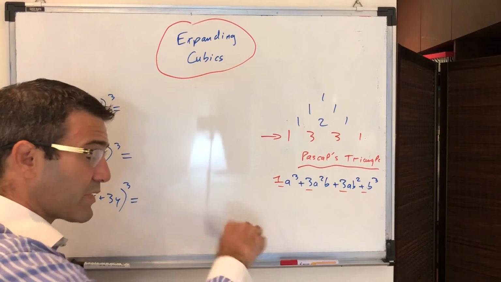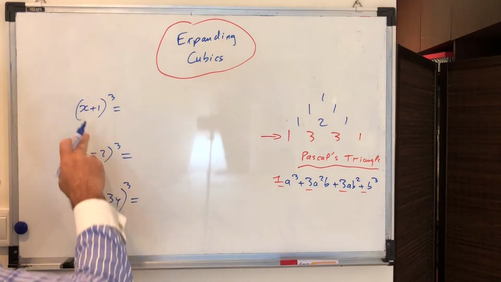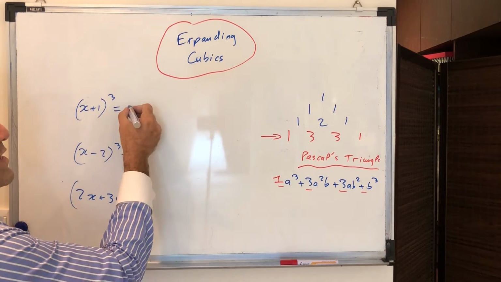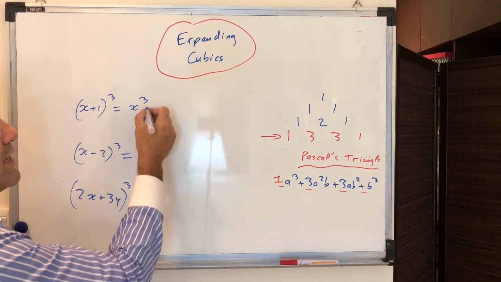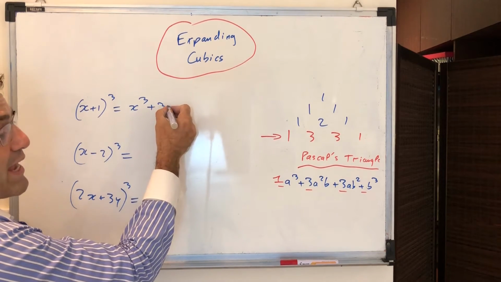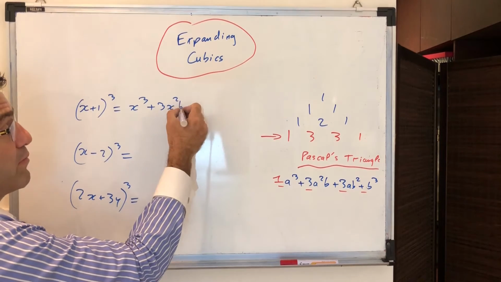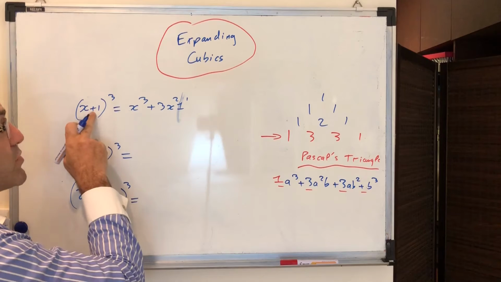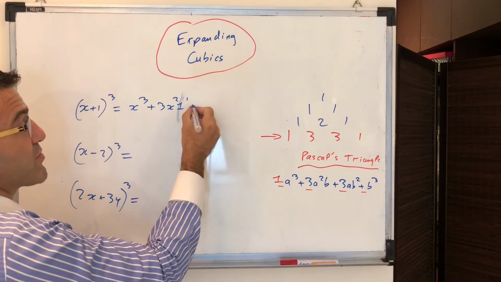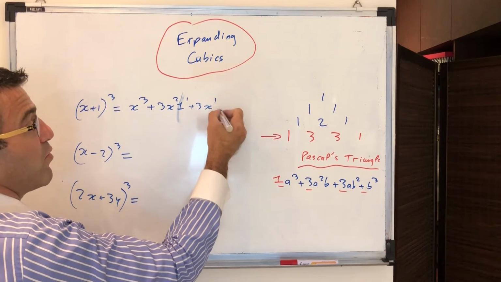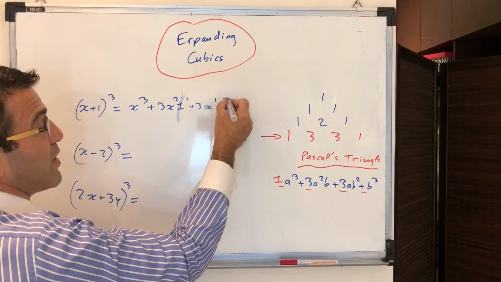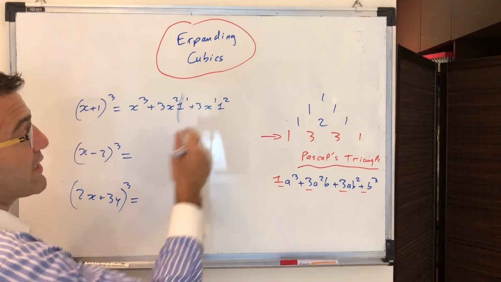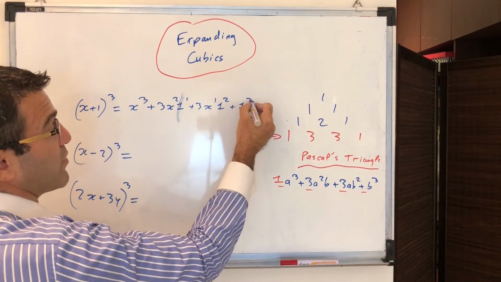So let's try with the first one. So I should start with x to the power 3 plus 3 times x to the power 2, 1 to the power 1. So that's your 1 here. And then plus 3 times x to the power 1, 1 to the power 2, and then I can say plus 1 to the power 3.